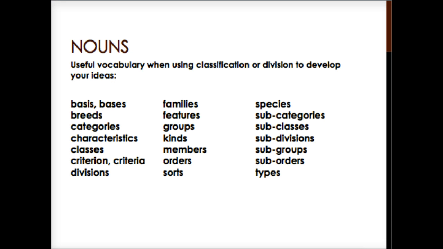When you're writing or trying to identify classification and division, here are some useful nouns. Basis or bases, breeds, categories, characteristics, classes, criterion or criteria, divisions, families, features, groups, kinds, members, orders, sorts, species, subcategories, subclasses, subdivisions, subgroups, suborders, or types. When you see those, that should clue you in. This writer, author, or speaker is classifying or dividing.